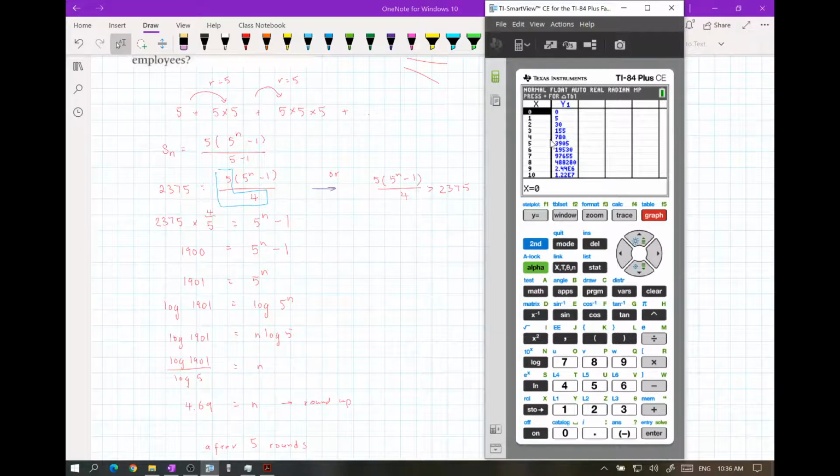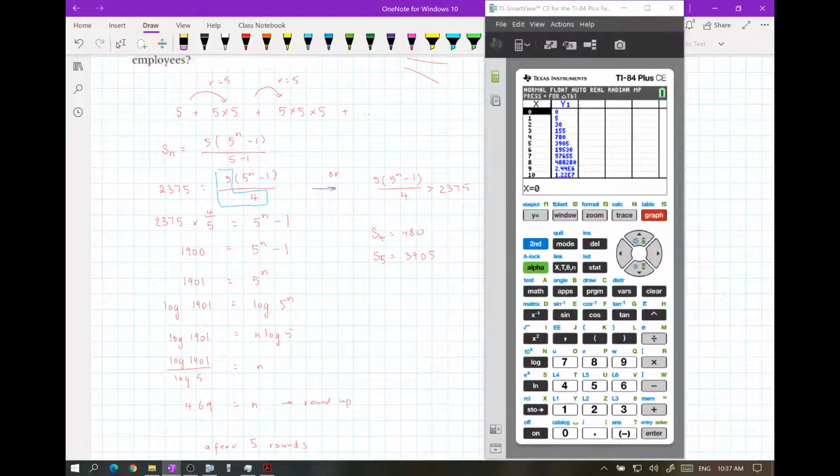See, it will make the jump between 4 and 5. So here we have S4 to be 780. So after 4 rounds, that's how many employees it will reach. And then after the 5th round, it will have this many employees. So somewhere in between is where you will reach the 1900 employees. Well, yeah, 1900 and first employee here after the transformation.